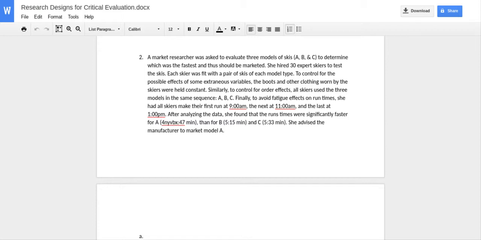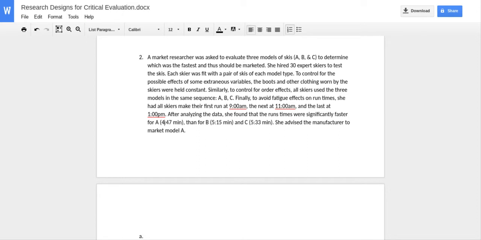After analyzing the data, there's a typo here, sorry. She found that the run times were significantly faster for, I'm just going to erase it here so you can see what I did wrong. That the run times were significantly faster for A, 4 minutes and 47 seconds on average, than for B, 5 minutes and 15 seconds, and also for C, 5 minutes and 33 seconds. She advised the manufacturer then to market Model A.